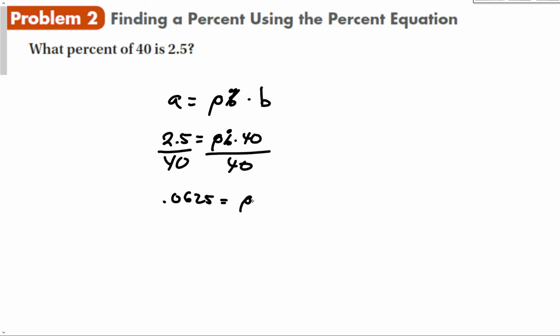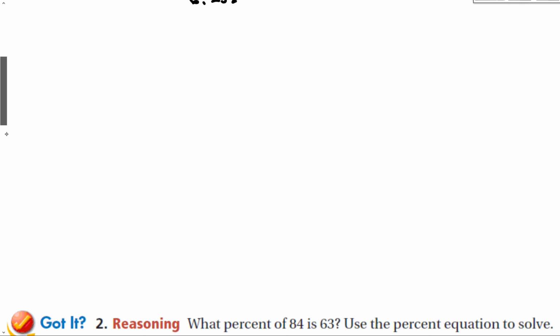0.0625. Now the trick to using the percent equation is you take this answer and write it as a percent. So we would multiply by 100 or move the decimal point 2 spots to the right to give me 6.25%. This method is a little different because it's always going to give you a decimal answer, and you're going to have to change it to a percent.